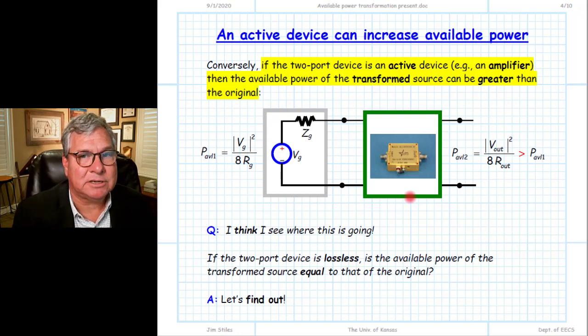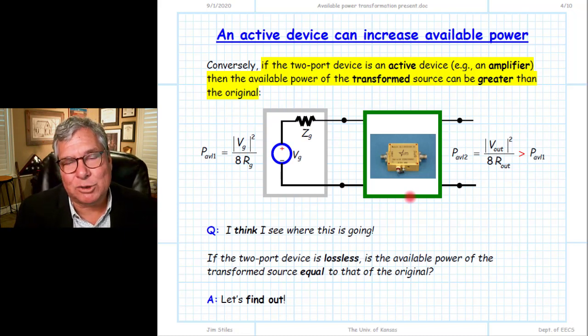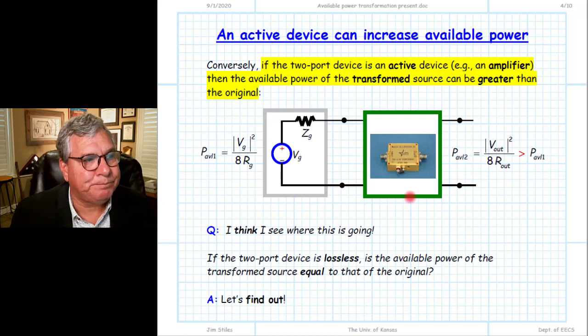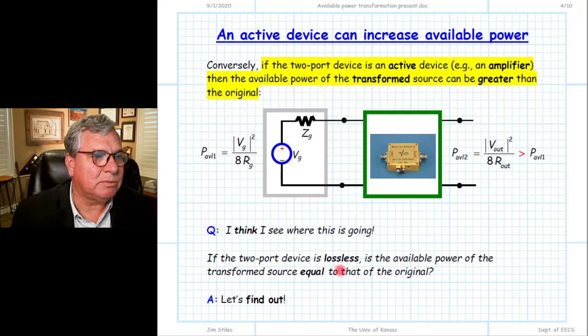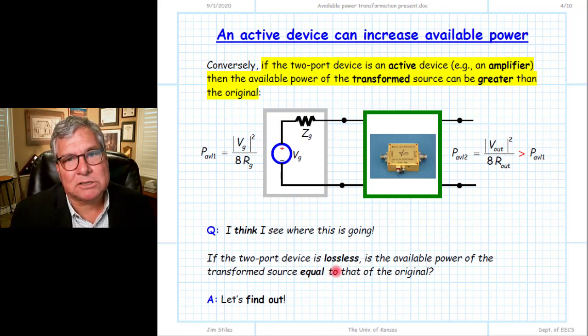By how much does it increase the available power of a source that it is attached to? That's one way, it turns out, of specifying the gain of an amplifier. So if a lossy device will decrease the available power of a source, and an active device like an amplifier will increase the available power of a source that it transforms, you can kind of see what's going to happen then to a lossless device.